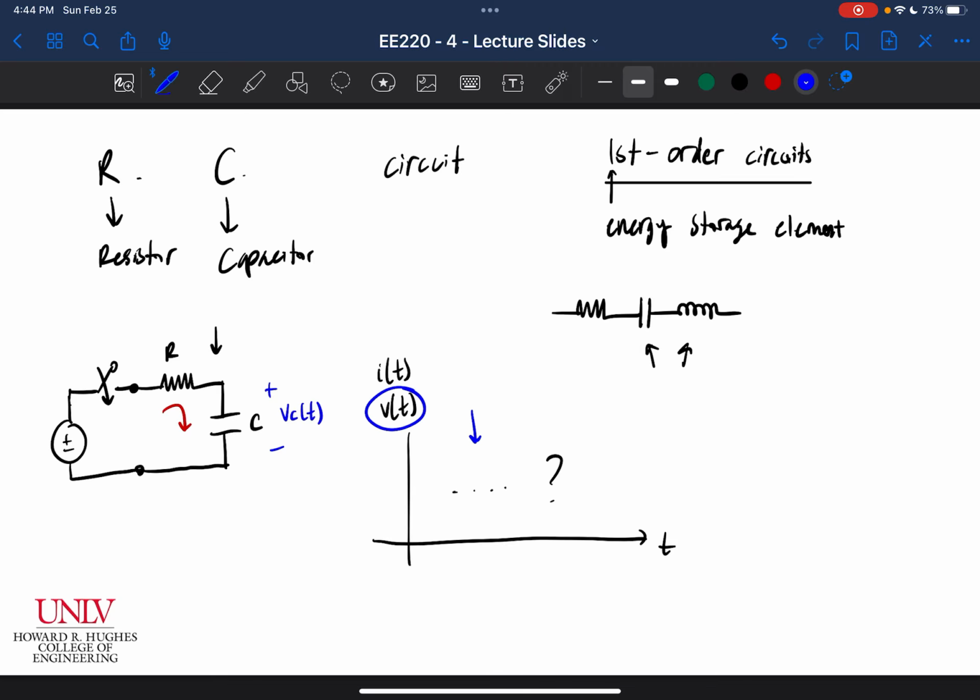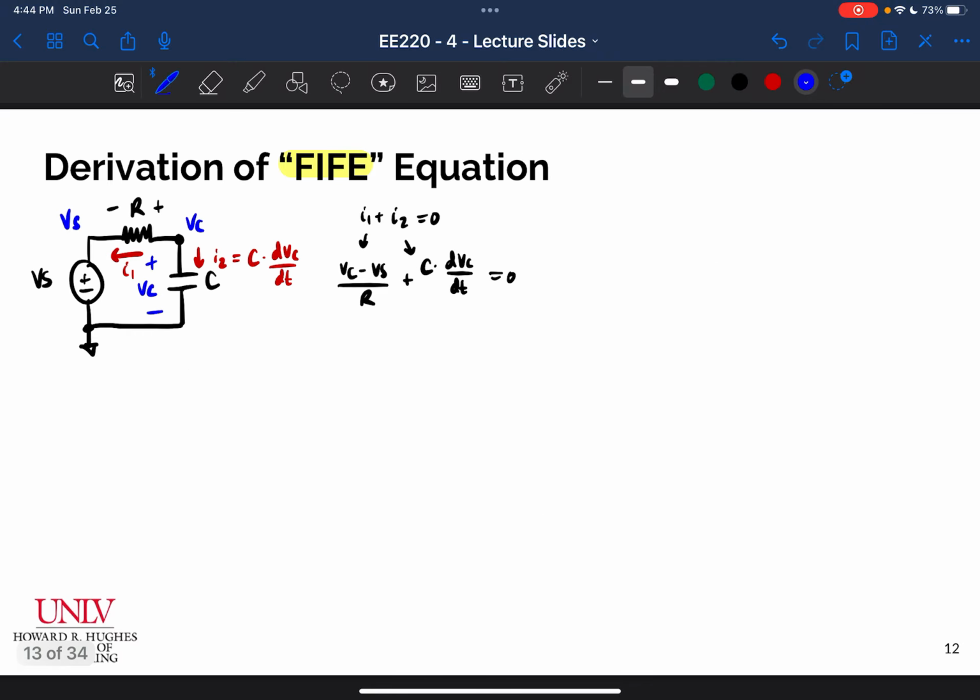And so if I get Vc of t, then I can also get I of t as well, because I know that the current is just the derivative multiplied by this capacitance, right? So if I get the expression for Vc of t, then I can easily find the current expression as well. So that's the point of this exercise, is to get an equation that we can use to determine the voltage across the capacitor in these circuits. Okay, so let me go ahead and just keep going.